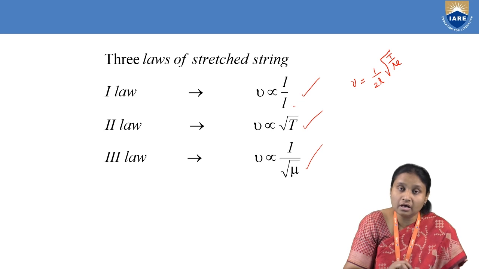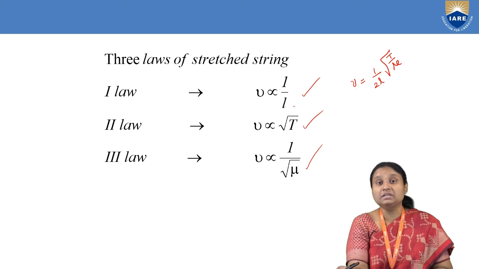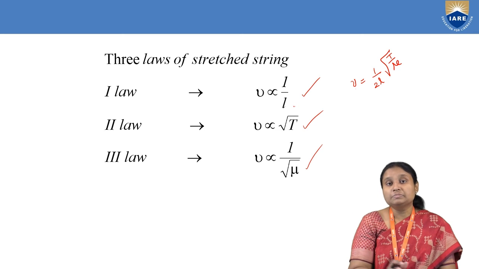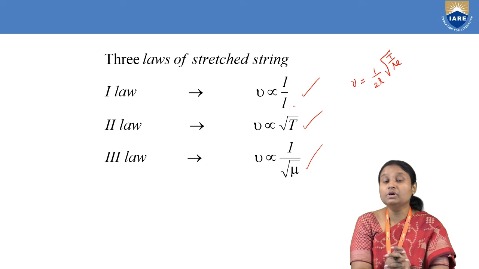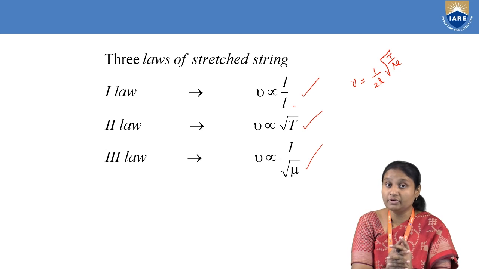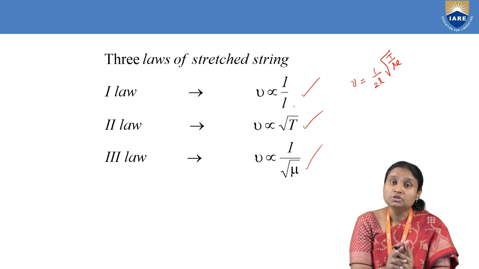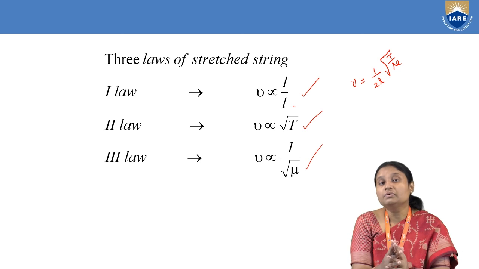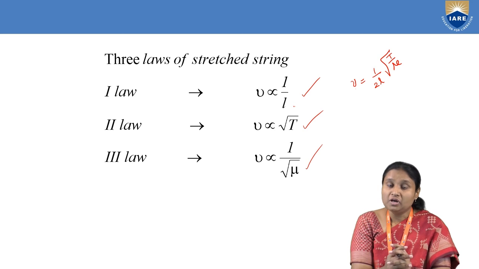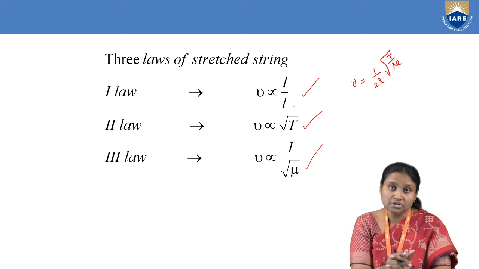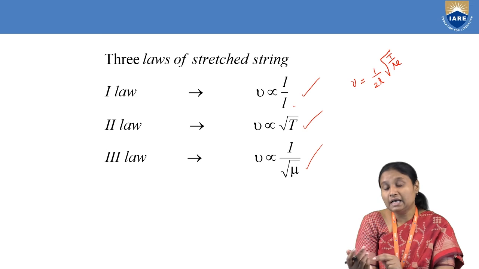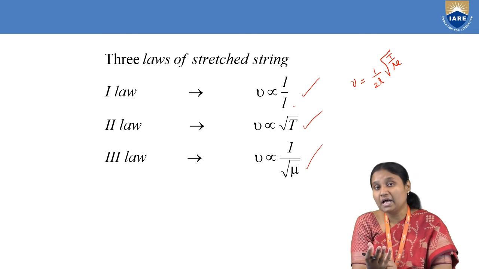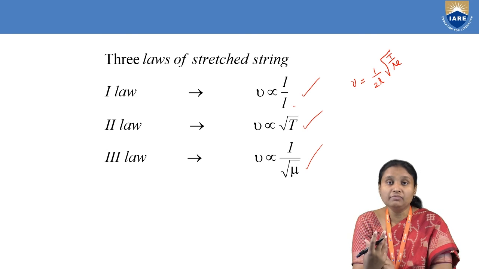If we are able to recollect, there is one experiment, Melde's Experiment. In Melde's Experiment, we have an electronically activated tuning fork, and in order to find the frequency of vibration of the tuning fork, to one of the prongs of the tuning fork we connect a thread. Because this thread is in contact with the tuning fork, it will also start vibrating. This thread is taken over a pulley, and at the other end we have one pan. In that pan, we add weights.